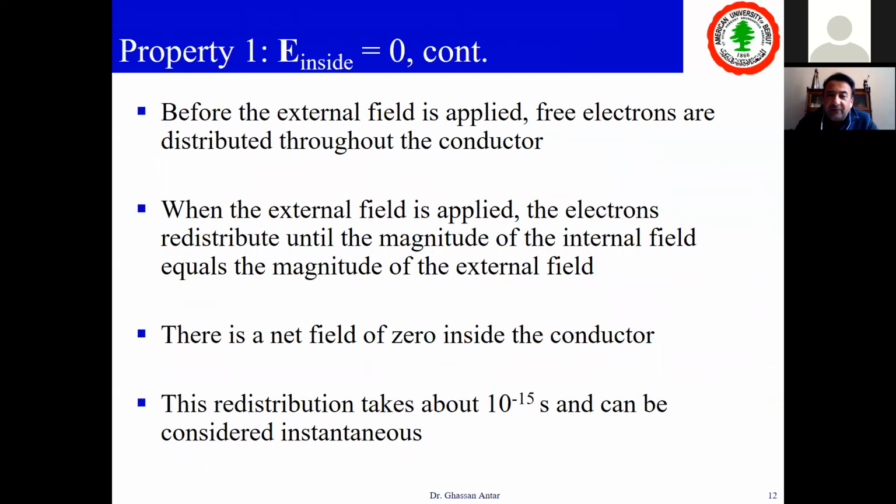Let's view it in a different way. Before the external electric field is applied, free electrons are distributed throughout. When the electric field is applied, the electrons will move in such a way that they cause an exactly equal and opposite electric field on the inside. So the charges will be on the surface and the net electric field inside is exactly equal to zero. The distribution takes about 10 to the minus 15 seconds and can thus be considered instantaneous. We will not be considering the case where it is not steady state. We will only be dealing with steady state situations.